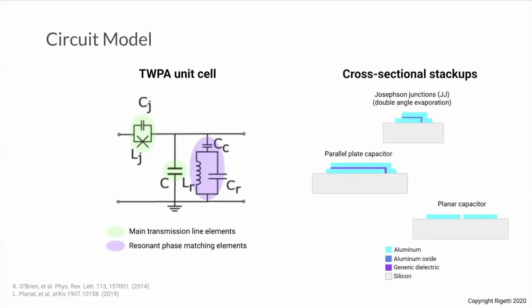Here we show some cross-sectional stack-ups of our elements. So our JJs are developed by a double angle evaporation process, and our capacitors, depending on the capacitance value, are either parallel plate capacitors or planar capacitors.